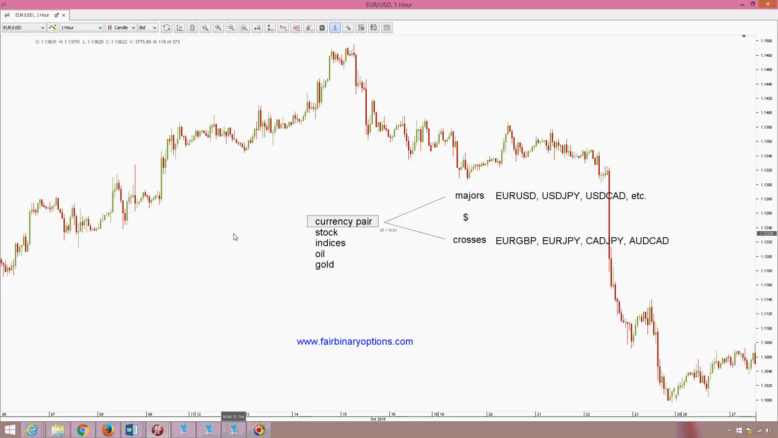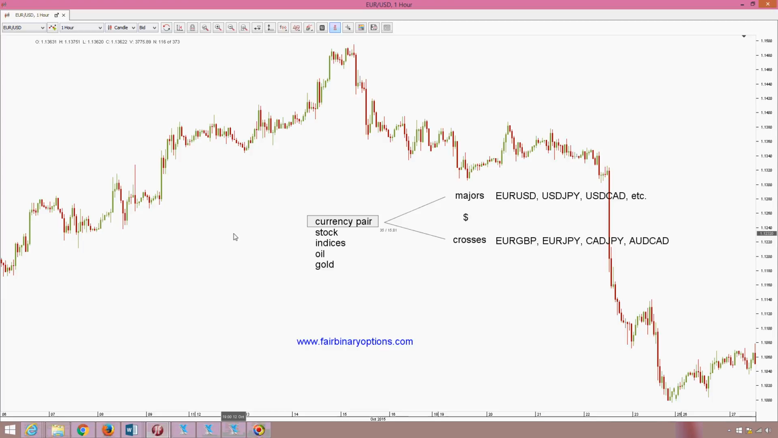If the one chosen is the currency pair, then it should be known that currency pairs are categorized in two major categories: major pairs and crosses. Majors have the US dollar in their components. Crosses do not have the US dollar in their components.